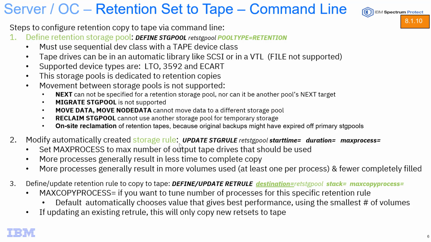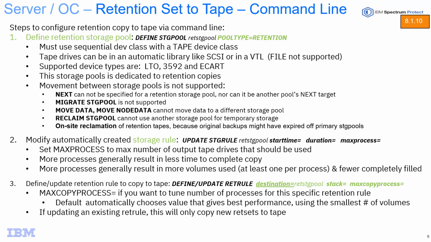So when you do this define storage pool, we automatically create this storage rule with the same name, and you'll want to go in from the command line and update that storage rule with a start time when that should go and look for retention sets to copy out to tape, how long that copy process should run, and the max processes. And this max processes is the maximum number of output tape drives that should be used. So if you have a larger number, it's going to take less time to complete, but it means that you'll have more volumes used and perhaps fewer volumes that are completely filled.